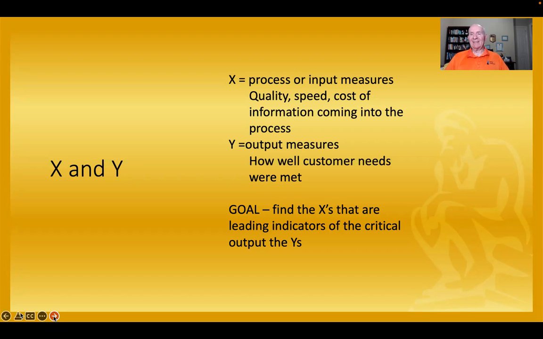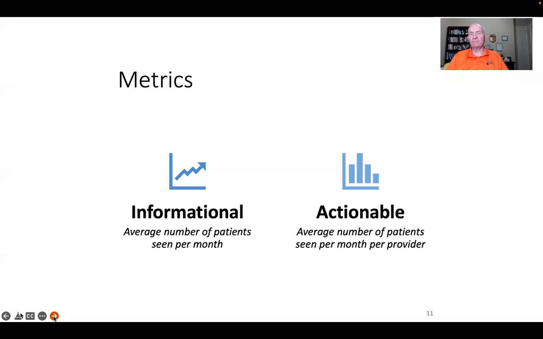So goal, find the X's that are leading indicators to the critical to quality outputs, the Y. So what are those X's? When you're putting your measure component together, think through what is the critical piece that I really want to have. Another key part of the measure phase is that you want to make sure that the data you gather is good, solid information, but more importantly, that it's actionable.